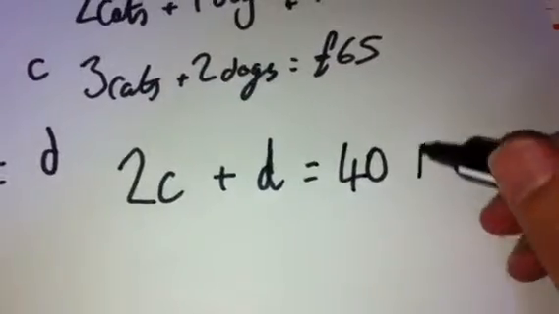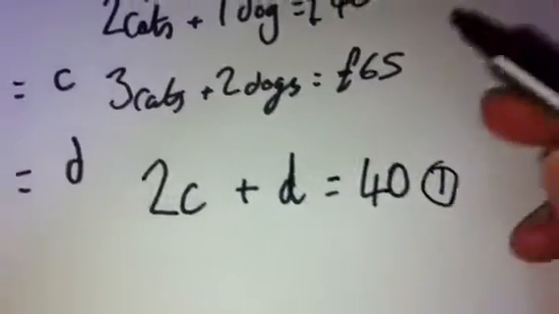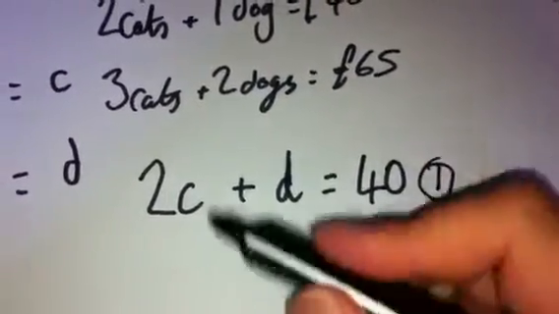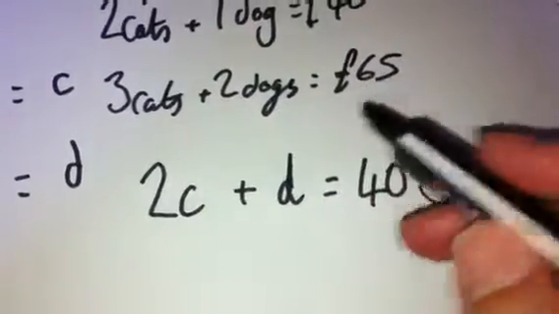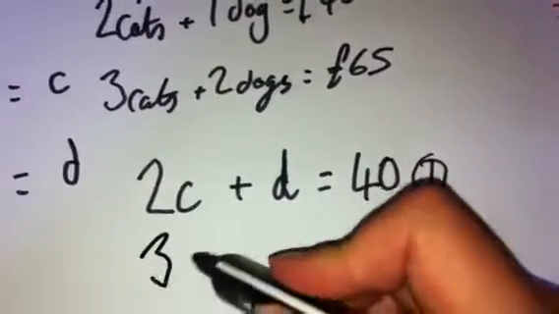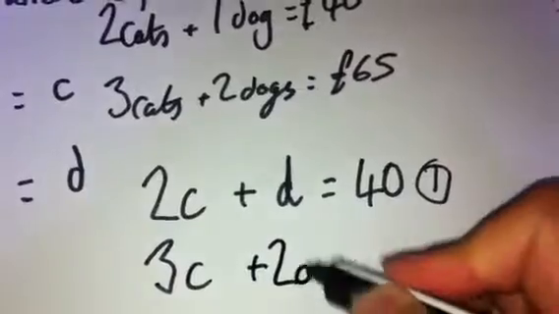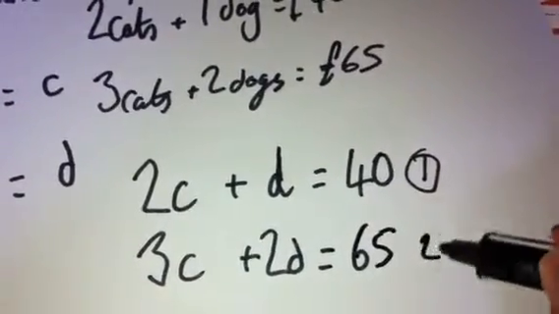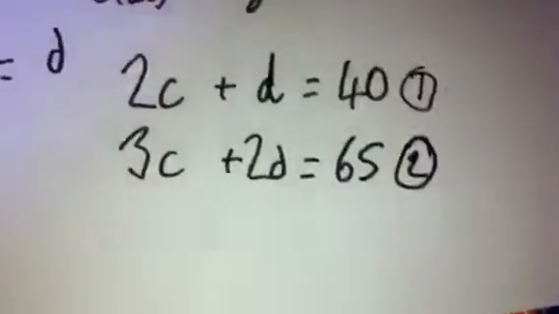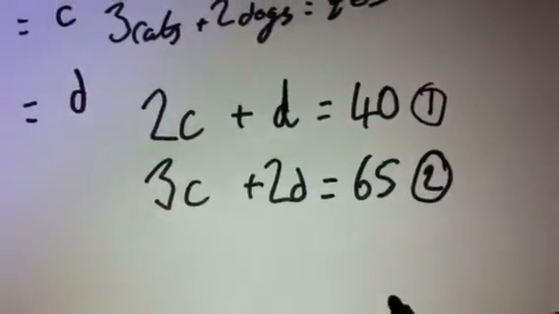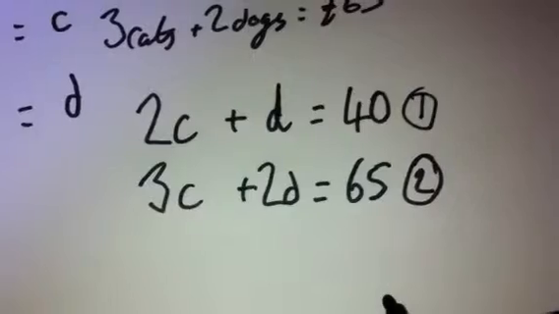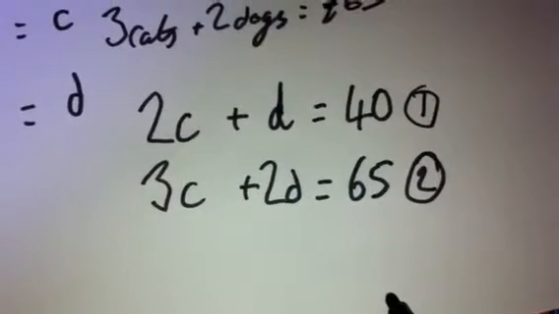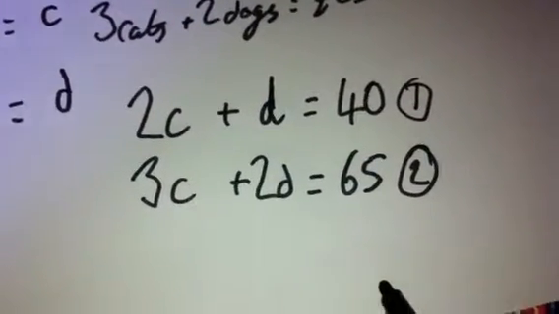And we call that equation 1. Now, equation 2, 3 cats plus 2 dogs equals 65. Okay, so it's 3C plus 2D equals £65. We just write 65 and we call that equation 2. Very nice. Now all we've got to do is work out the price of a cat and the price of a dog. How do we do that?